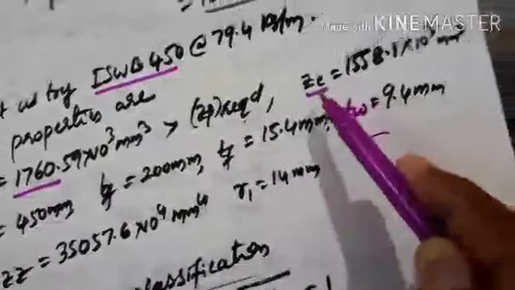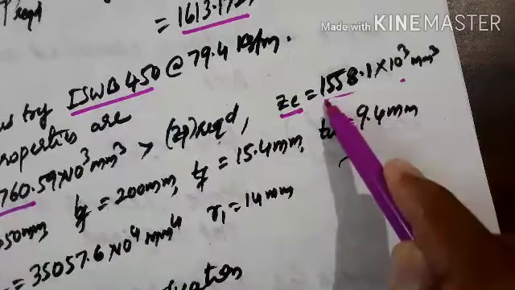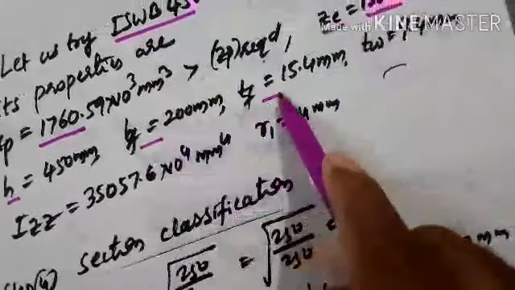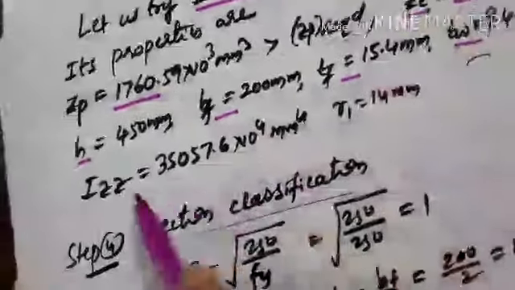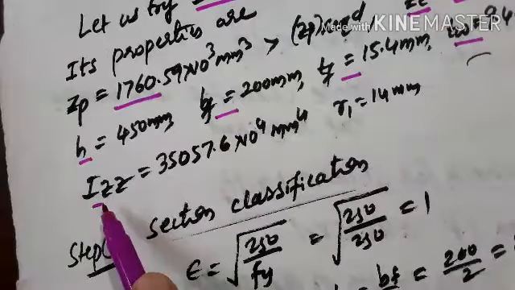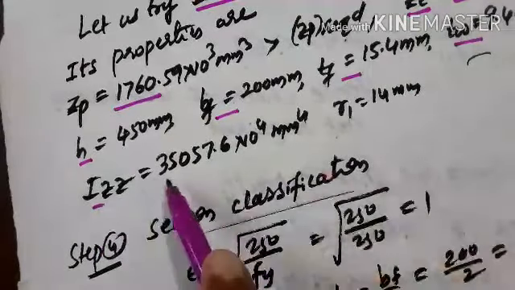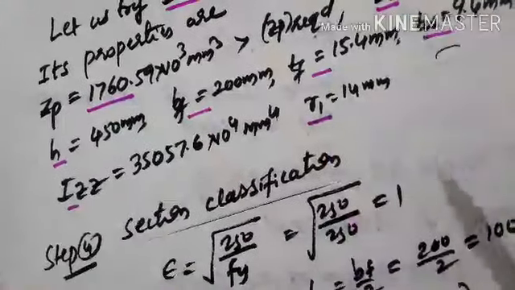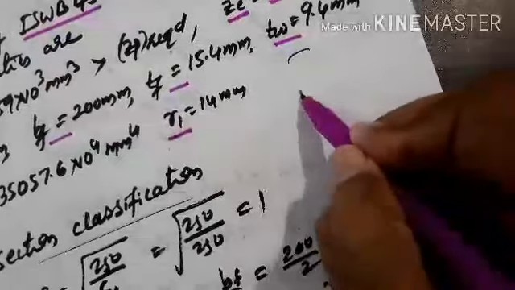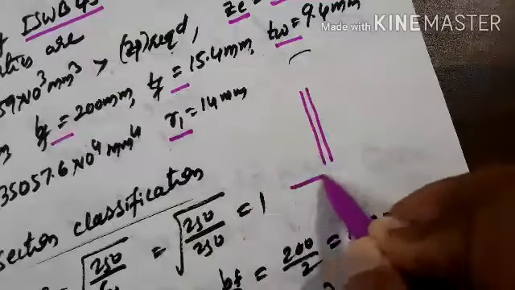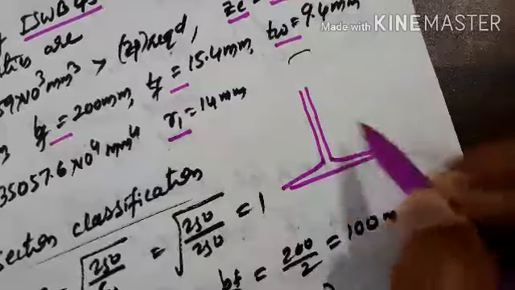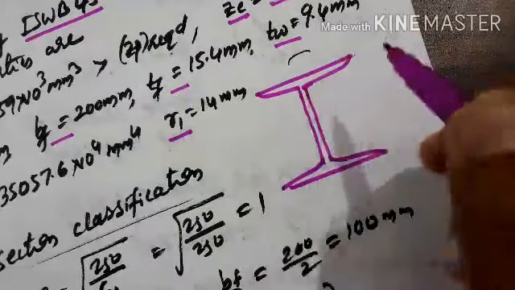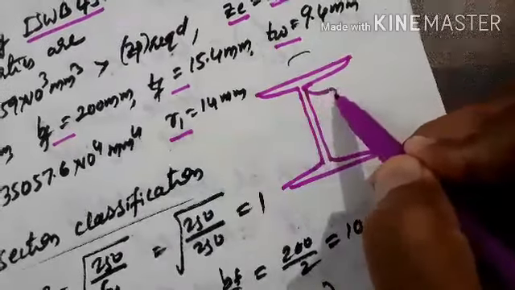Then note down the elastic section modulus also, then the depth of the section, the width of the flange, thickness of the flange, thickness of web, then IZZ, that is the moment of inertia about the major axis, which is required when we do the check for deflection. Then the root radius of the I section, R1, which is required for calculation of the depth of the web for the section classification.